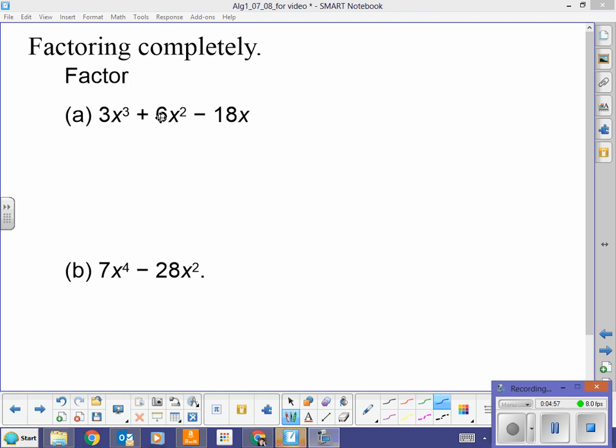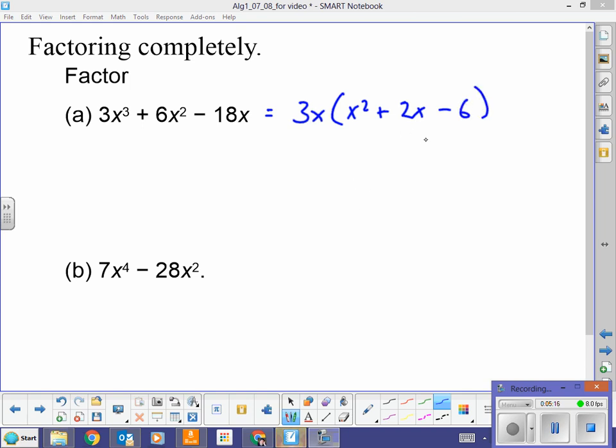3x cubed plus 6x squared minus 18x. And I can factor out of this 3x, it looks like. And that's going to leave me x squared plus 2x minus 6.